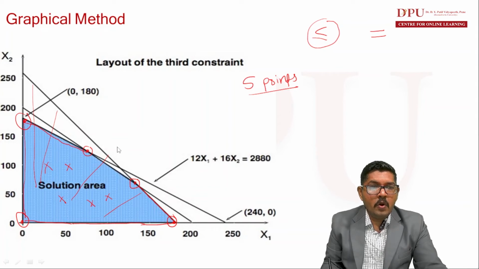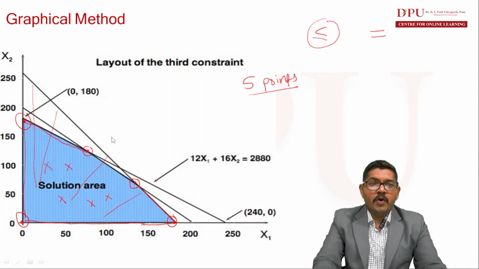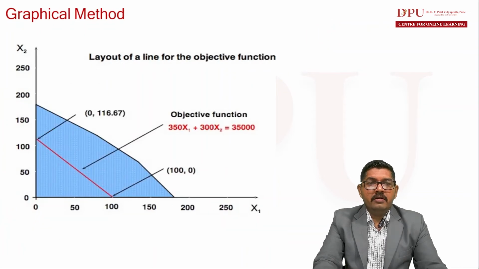So we find out the coordinates in the form of x1 and x2 of these points, and then we put the values of x1 and x2 in the objective function, and then we try to find out the value of the objective function, and when the objective function is maximum at any particular point, that particular point is the optimal solution.